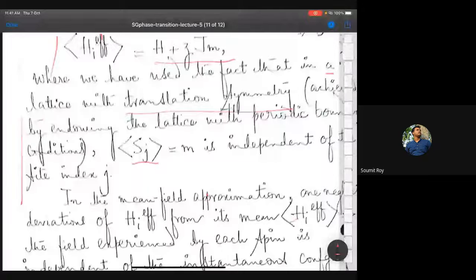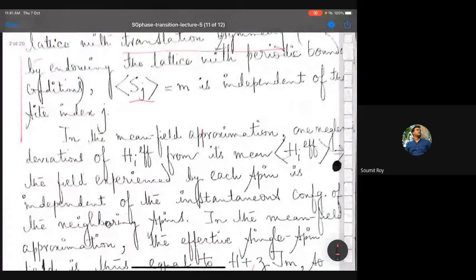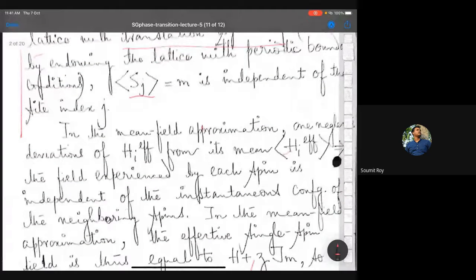And once you have the translational symmetry, then Sj average is M, not Mj. That is, the average magnetization is the same for every site. It doesn't depend on the site index j. Now, till now we haven't yet defined the mean field approximation. But in the mean field approximation, what one does is that, so let me just write it here.